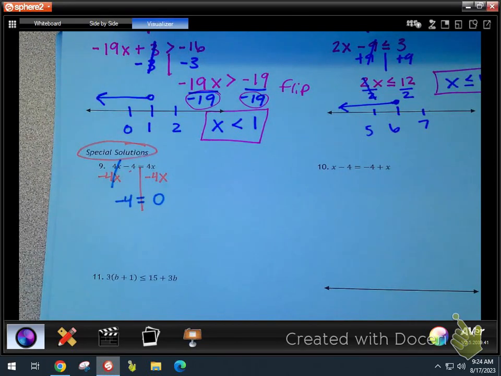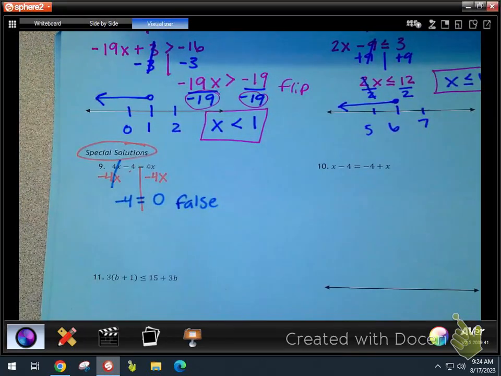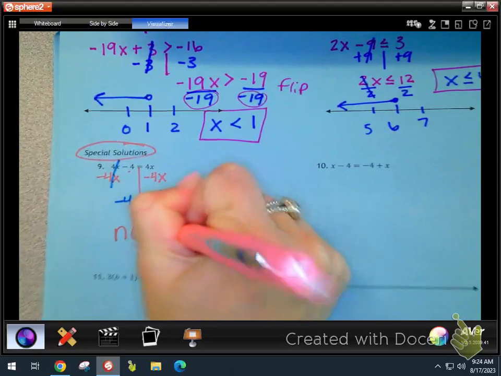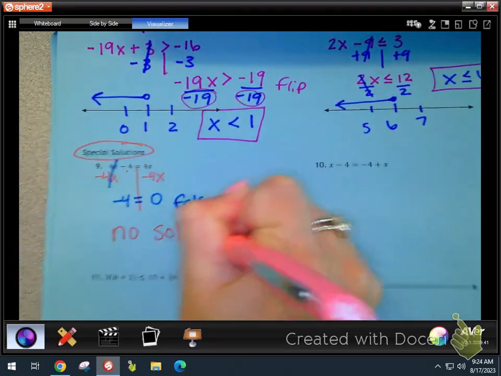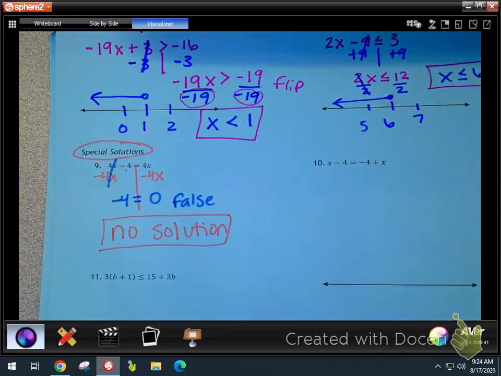Is that true? Is negative 4 the same thing as 0? No. So is there a solution to this problem? No. So I'm going to write that this statement that I was left with was false. Okay? Negative 4 is not equal to 0. If you're talking about a bank account, $0 and negative $4, not the same. So that means my answer would be no solution. There is no answer that could make this equation true. And that's very possible for that to happen.